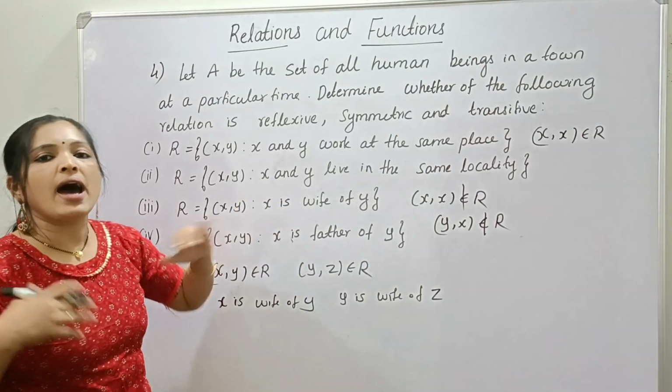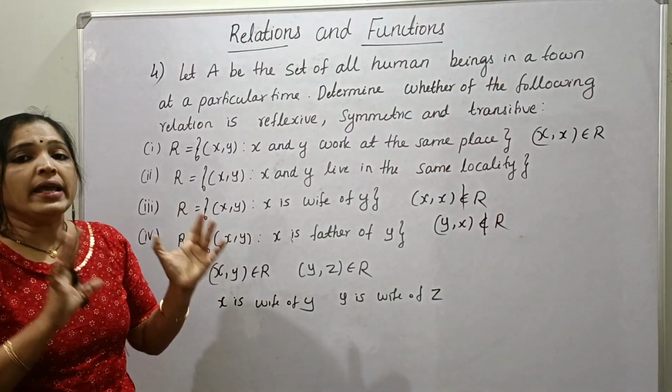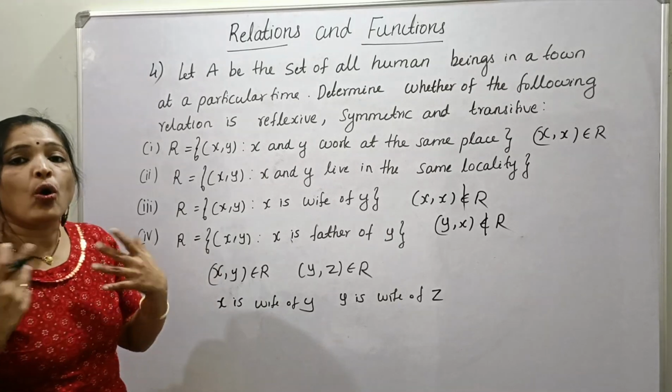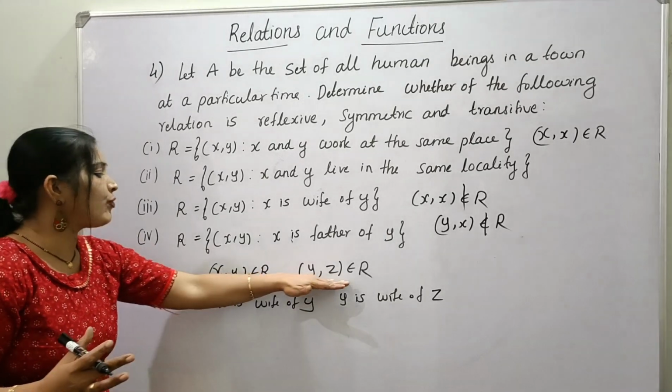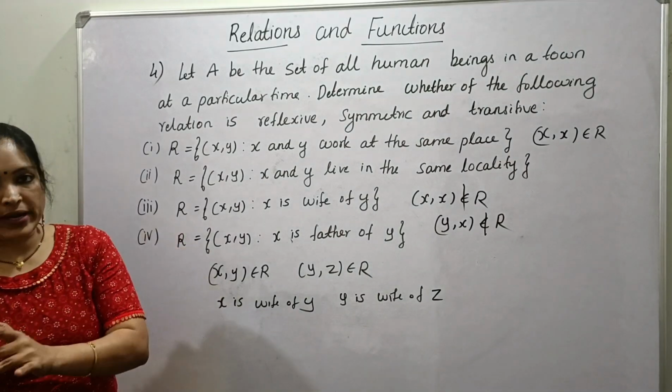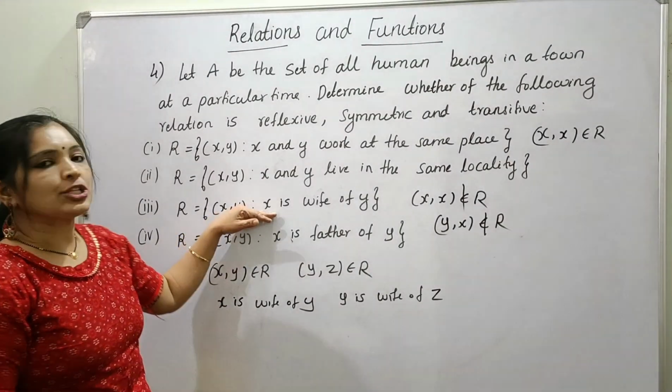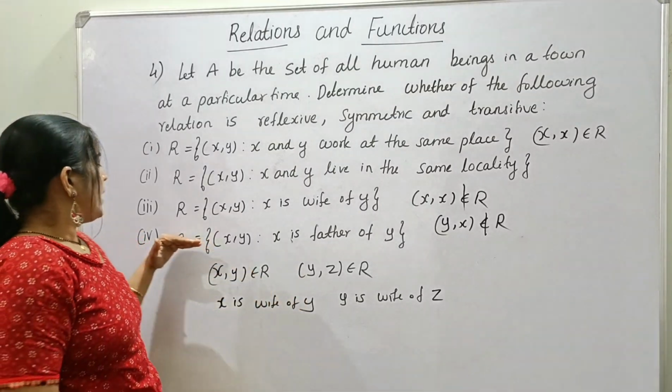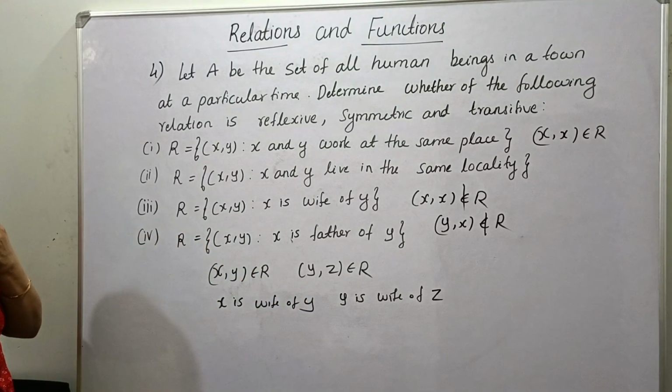Therefore, here we can say R is transitive because there is no ordered pair in the form of XY and YZ. Therefore, this relation is transitive. Okay. And next, fourth one.